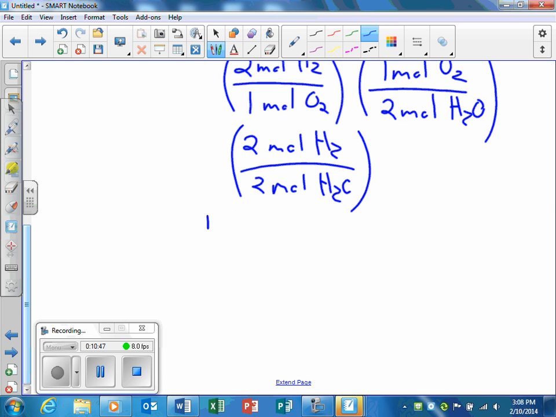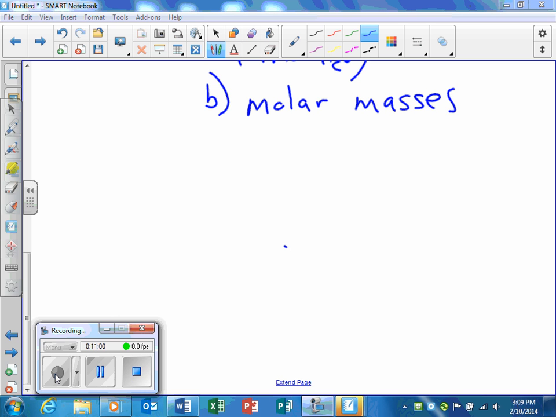The next relationship that we need are called molar masses. Do you guys remember molar masses? Well, we did these before. What is the mass of 1 mole of H2 gas? So the molar masses are always for 1 mole of each compound in the equation. So 1 mole of H2 is what? Very good, 2 grams of H2.